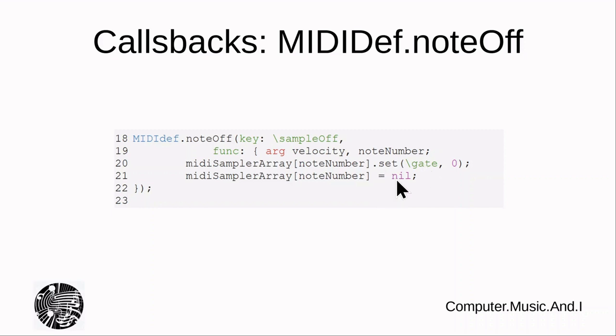In order to make this really happen, we also set the array to nil at the note number, so that we know that the synthesizer is no longer usable. All right. So every time we press a key, we generate a new synthesizer. Every time we release the key, this synthesizer is going to be stopped and is removed from memory.